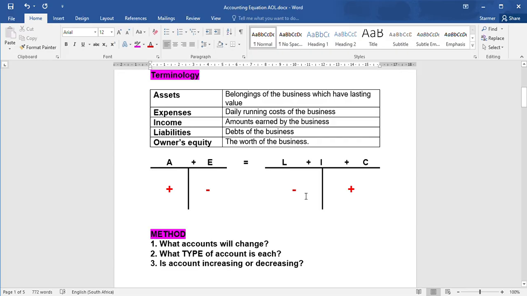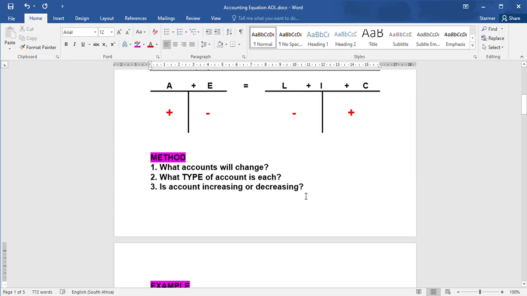Now when we're going to complete the table shortly, we're going to follow the following method. We're going to ask 3 questions. Question number 1 is what accounts will change. Question number 2, what type of account is each? And question number 3, is the account increasing or decreasing?